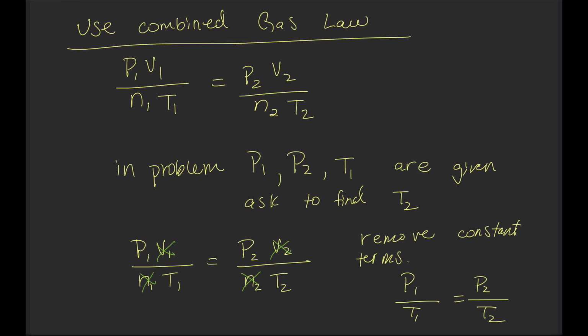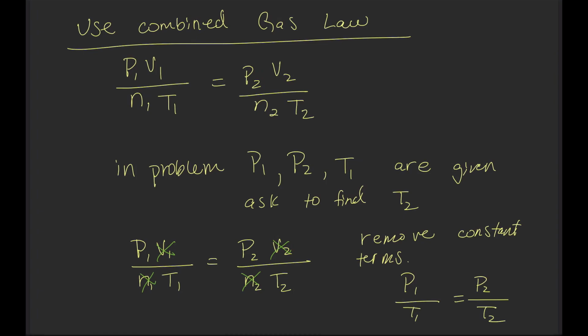So how do we use the combined gas law? In this example, say we're given pressure 1 and pressure 2 and T1, and we're asked to find the final temperature. It could be something like, the initial pressure was 1 atmosphere and the final pressure was 0.5 atmospheres when the temperature decreased. The initial temperature was 50 degrees Celsius. What's the final temperature?